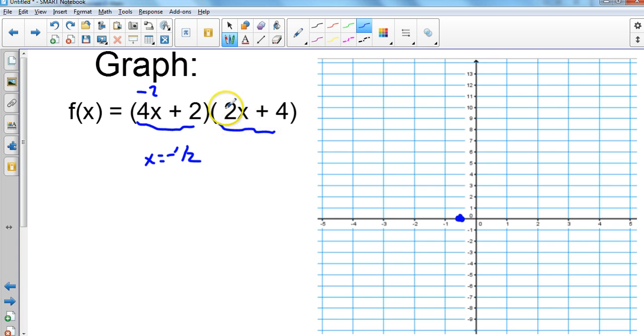Well, this 2x has to be negative 4 to make 0. So 2 times what number makes negative 4? So x must be negative 2. So here's negative 2. So to find the axis of symmetry, let's add up our two numbers and cut it in half. So negative half plus negative 2 is negative 2.5.